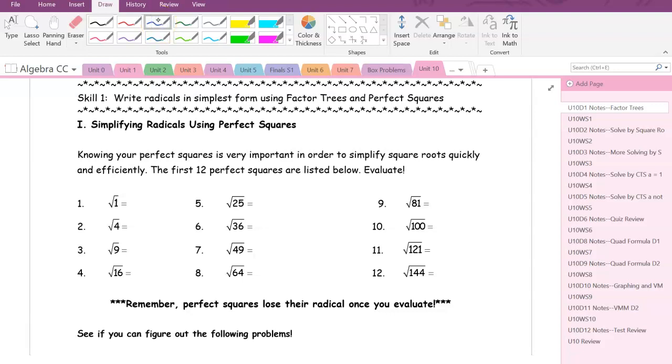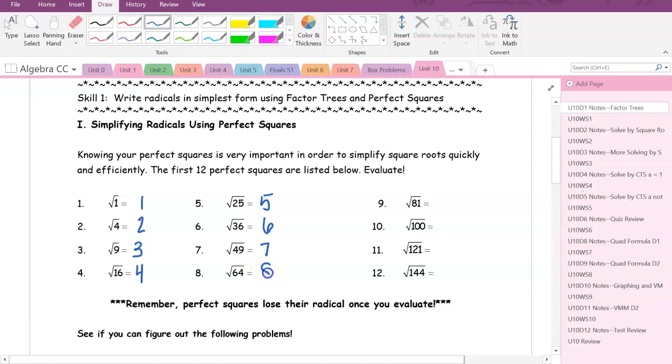Square root of 1 is 1. Square root of 4 is 2. Square root of 9 is 3. Square root of 16 is 4. Square root of 25 is 5. Square root of 36 is 6. Square root of 49 is 7.